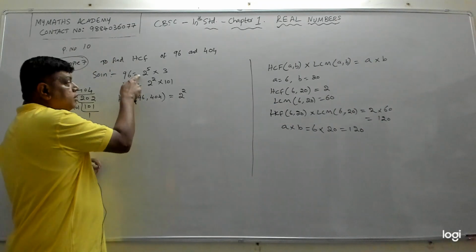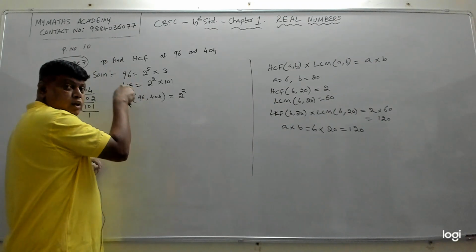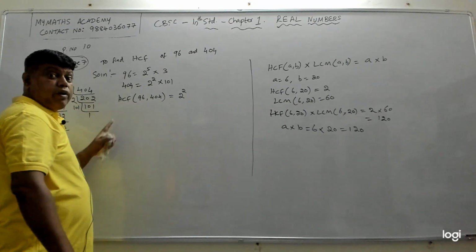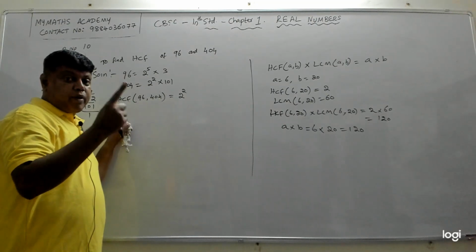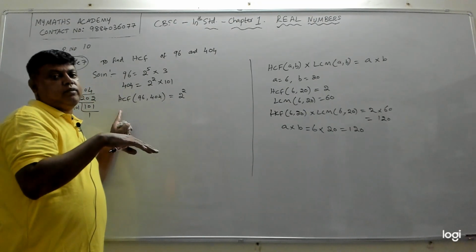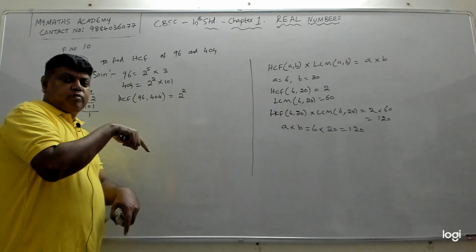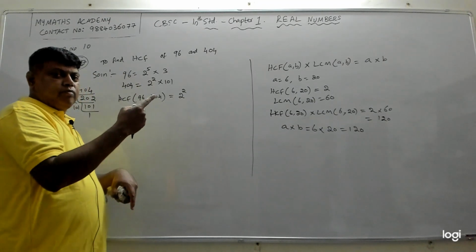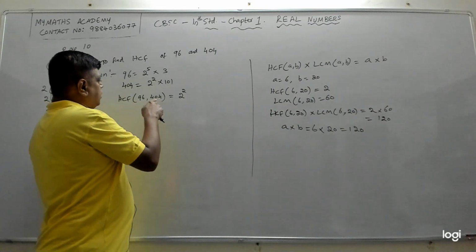2 is in both. In this, you should choose the 2 which has the lowest power. This is 2 power 2 for HCF. It is called the highest common factor, but in the power, you will take the lowest power. For LCM, it's reverse. You should take the highest power. That will come. So this is HCF.